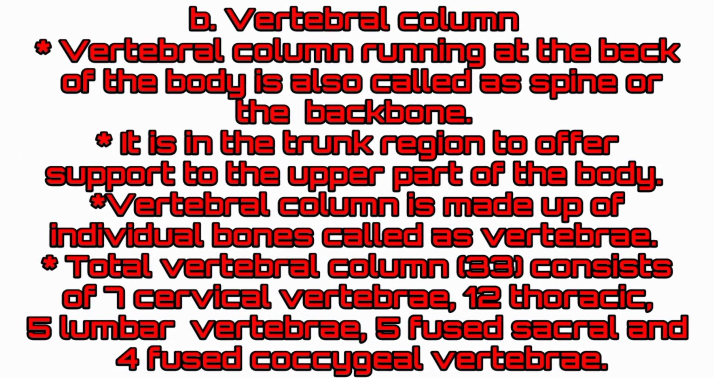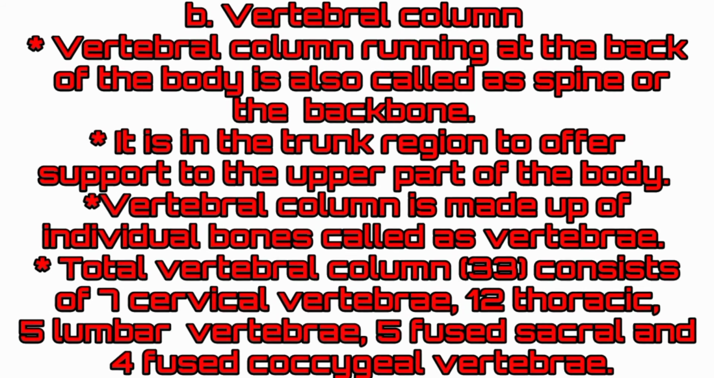Vertebral column. Vertebral column running at the back of the body is also called a spine or the backbone. It is in the trunk region to offer support to the upper part of the body. Vertebral column is made up of individual bones called as vertebrae. Total vertebral column, that is 33, consists of 7 cervical vertebrae, 12 thoracic, 5 lumbar vertebrae, 5 fused sacral and 4 fused coccygeal vertebrae.